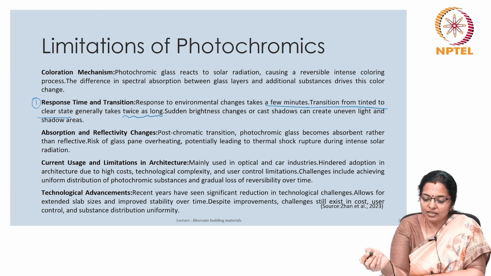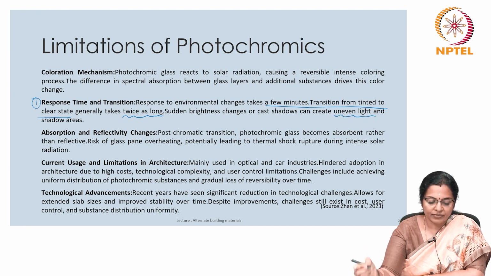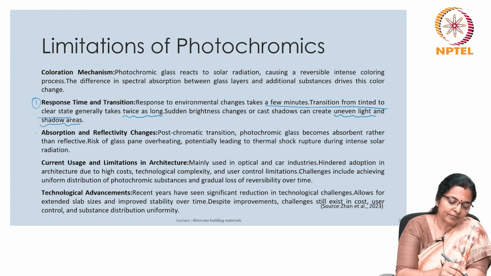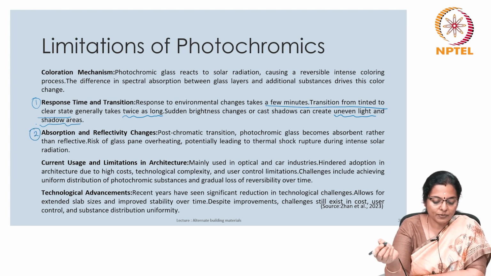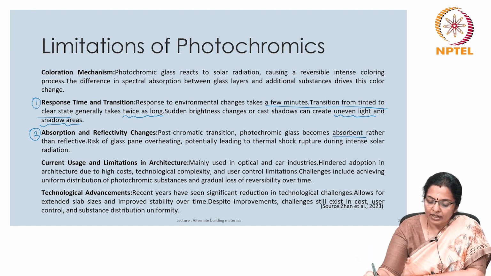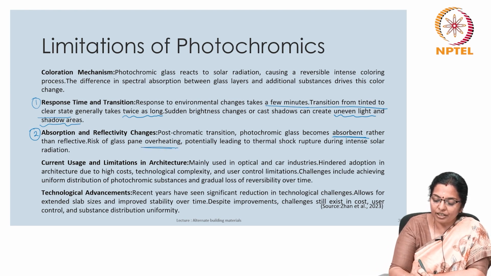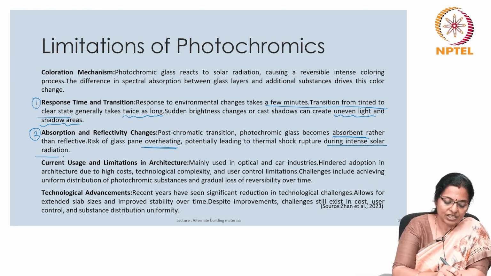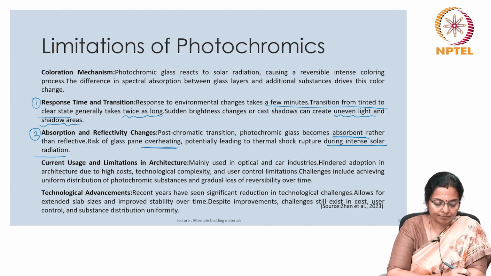Sudden brightness changes or cast shadows can create uneven light and shadow areas. Second is the absorption and reflectivity changes. Post chromatic transitions, photochromic glass can become absorbent rather than reflective. Risk of glass pane overheating, potentially leading to thermal shock rupture during intense solar radiation, can also happen.